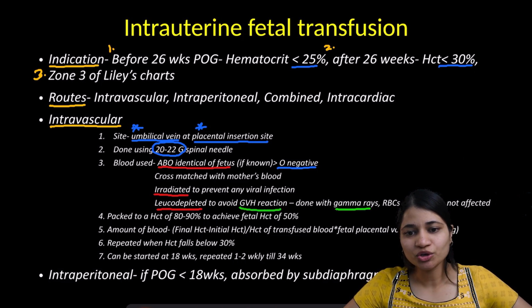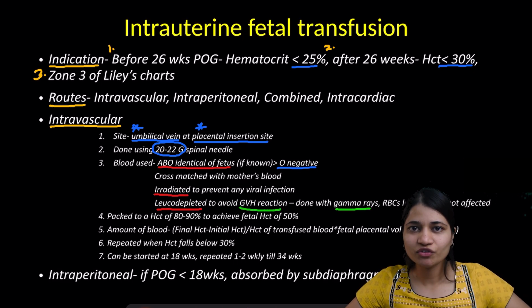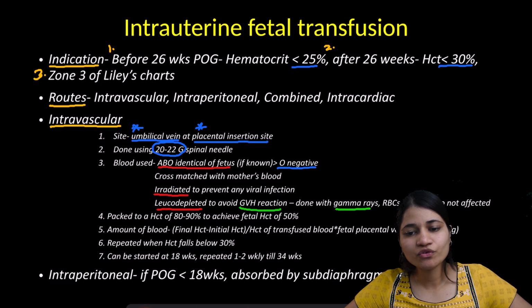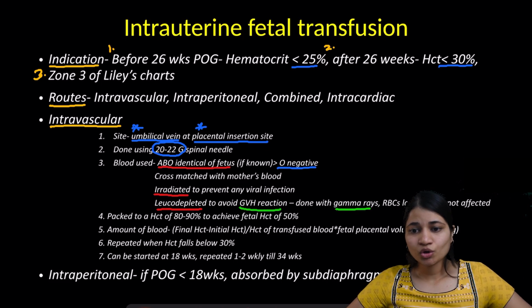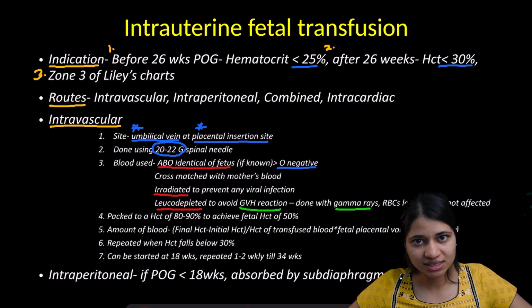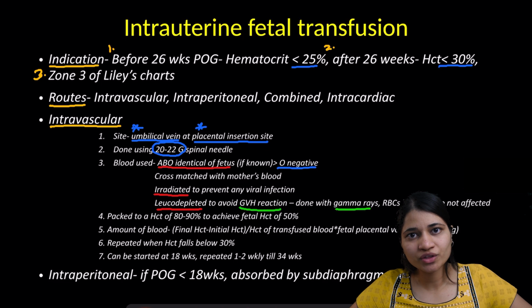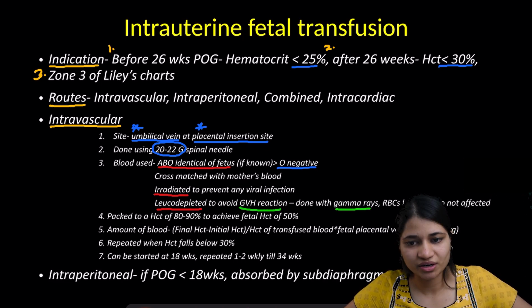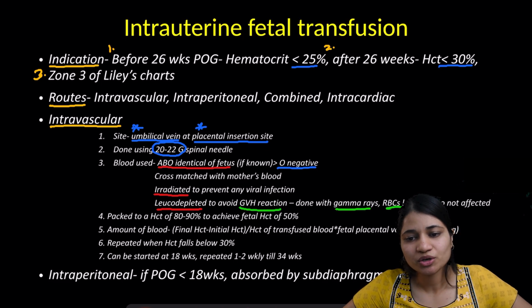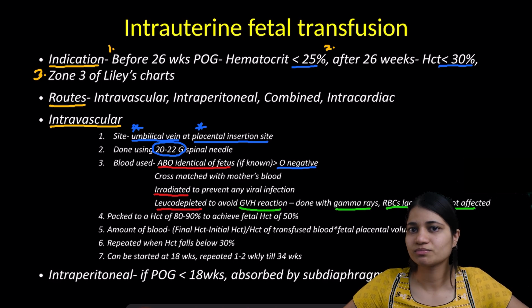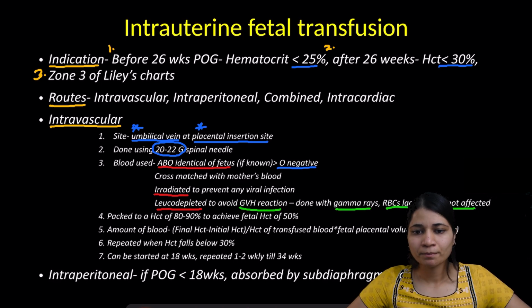Okay, and it should be leukodepleted. So what is the meaning of leukodepleted? Leukodepleted means the WBCs have been removed from this blood. So what we do is we irradiate the blood with gamma rays. Now these gamma rays will kill off the WBCs. RBCs lack DNA, so they will not be affected. Thus, there will be no graft versus host reaction which will be mounted by this transfused blood against the baby.